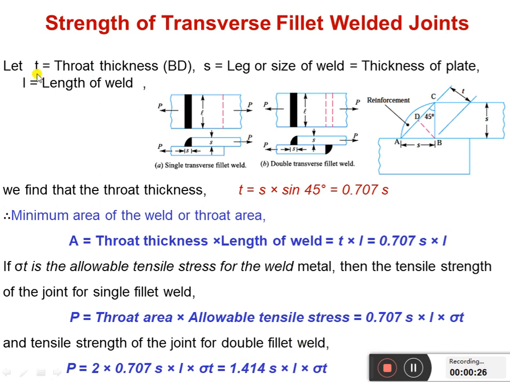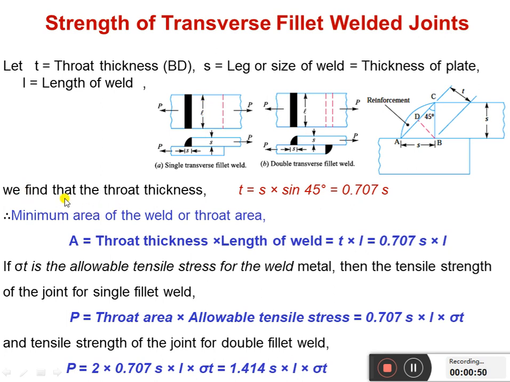What is T? T is throat thickness. So here the thickness is mentioned, that is throat thickness, and S is leg or size of the weld. This is AB, this is the size of the weld, and L is length of the weld. So the length of the weld here is shown, right?